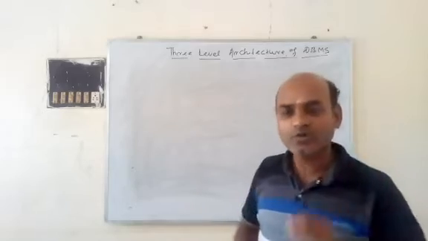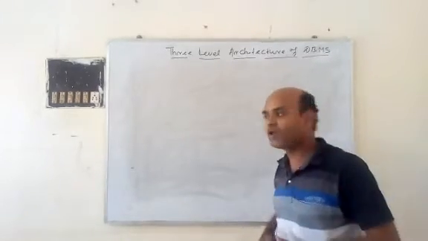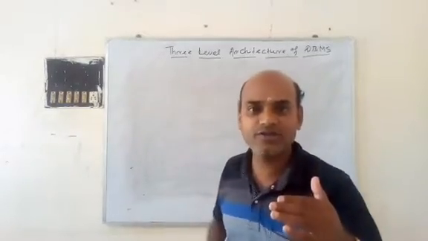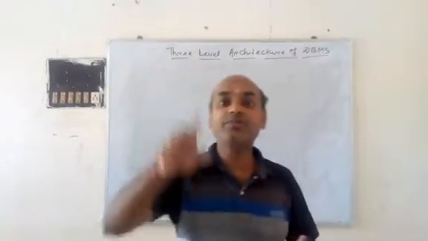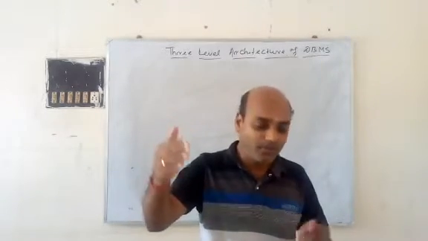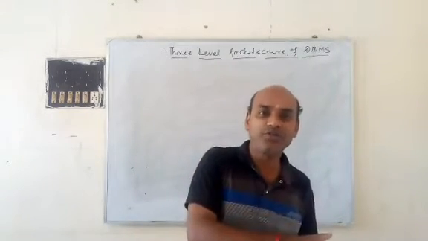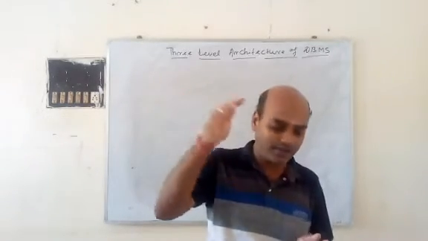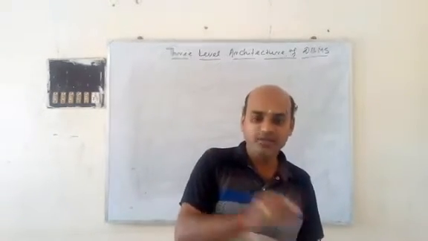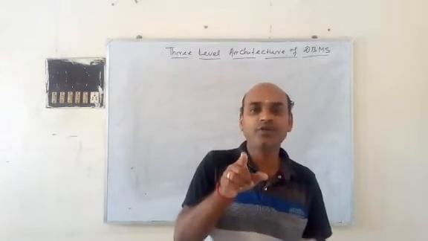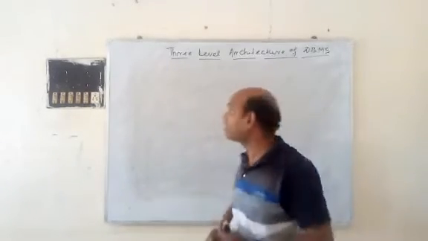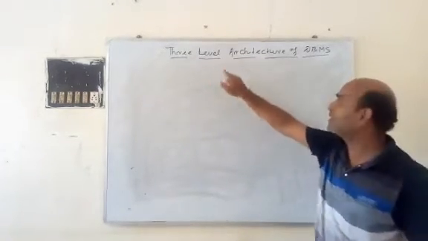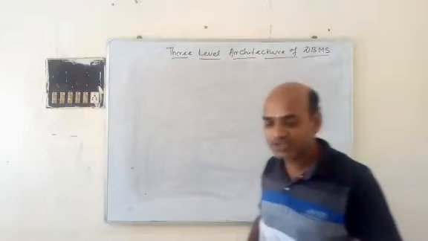So overall, there are three levels. In one level there is an account holder, the external level. In the bottom level there is some cash deposited. In between the external level and the bottom level, that is the cash, there is another level, that is conceptual. According to this concept, we can define the different levels of architecture of a database management system.